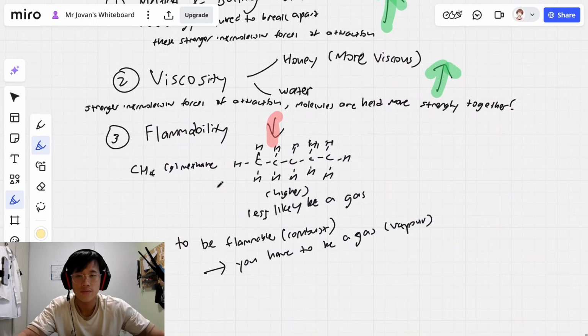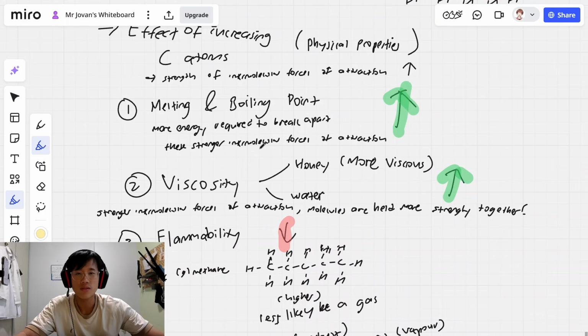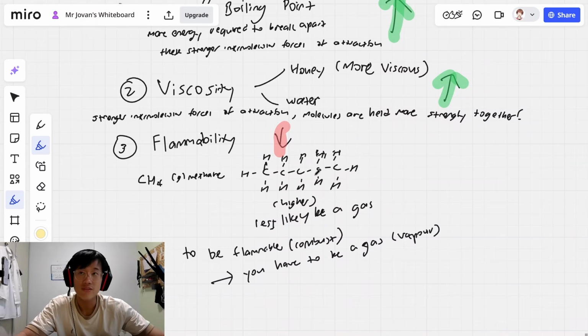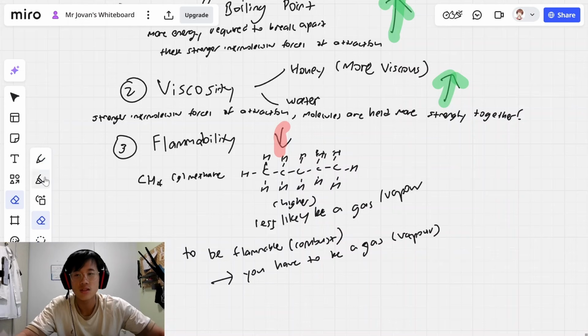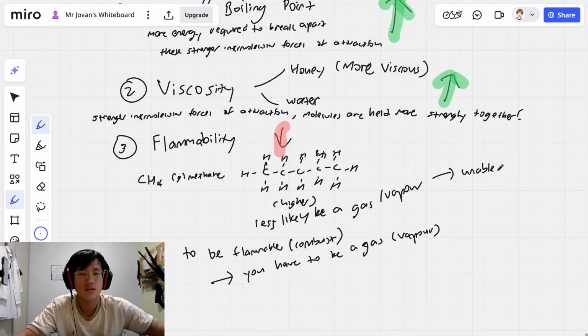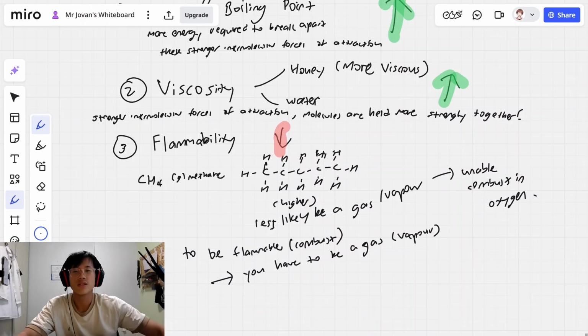So flammability, I repeat one more time. Since I have more carbon atoms, I will have stronger intermolecular forces of attraction between the molecules. Therefore, more energy is required to break apart these stronger bonds. Therefore, I am less likely to be a gas or vapor, and I will be unable to combust in oxygen. So this is the explanation.